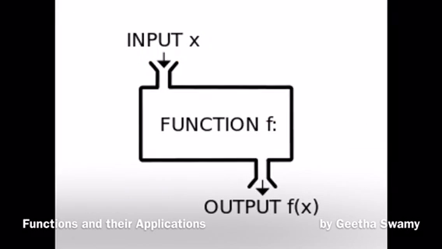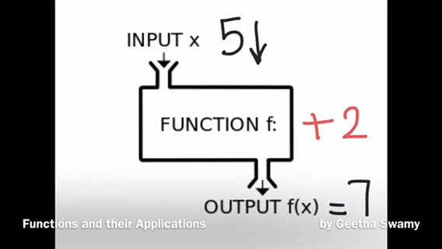So what does a function really do? A function is rather like a machine. You put something into it and the machine does something to it according to a rule we have to define, and we will get an output. Say for example, I have a function that says add 2 to whatever is put in. So I put in 5 into this function, and what do we get? 5 plus 2 is equal to 7, and so our output is 7.